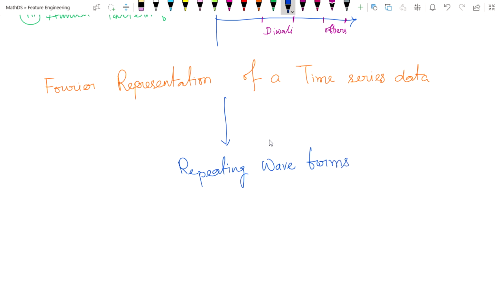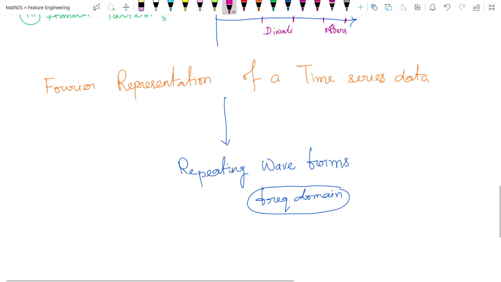This Fourier representation helps us convert time series data to the frequency domain, and in the frequency domain it is easy to build our feature vector. That's the simple thing that we have applied.